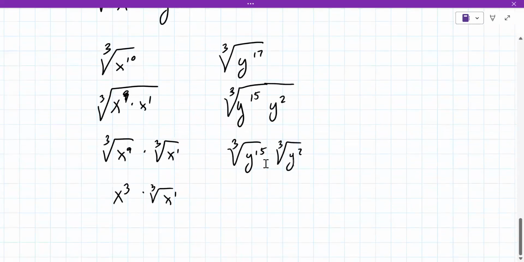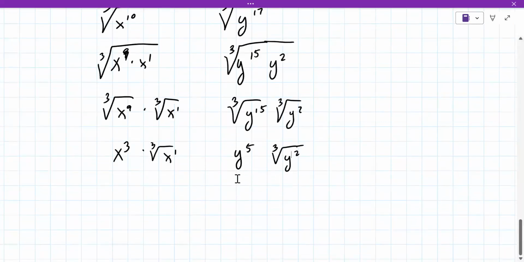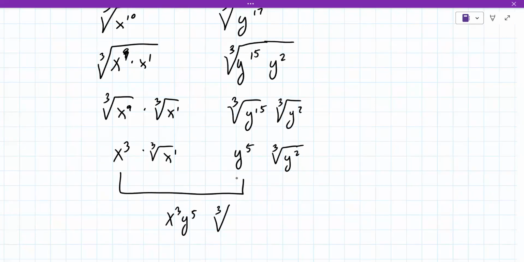What does the one on the left become? That becomes y to the 5th. And the other one becomes nothing because you can't do anything with it. But now you can combine. There's stuff that stays outside, x cubed, y to the 5th, and then there's stuff that stays inside, x, y squared.